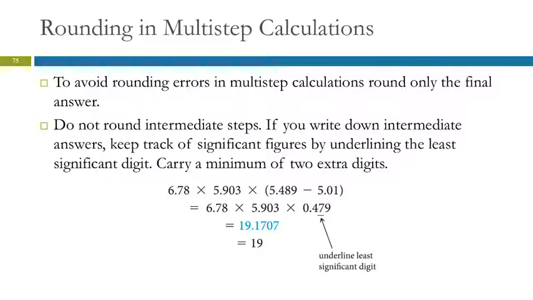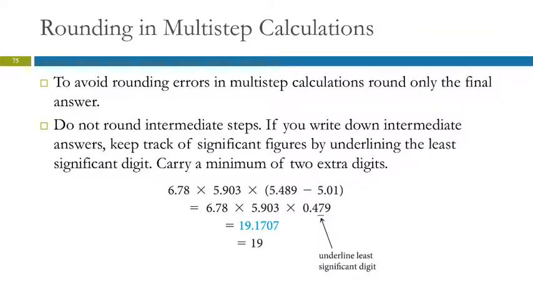Multi-step calculations. This happens a lot. What we want to do is we don't want to round each individual step. We want to keep some extra digits, and we want to do our rounding at the very, very end. Because when you round individual steps, you can introduce error into your measurements, and that's not something we want to do. So here's an example. We've got 5.78 times 5.903 times the quantity 5.489 minus 5.01.